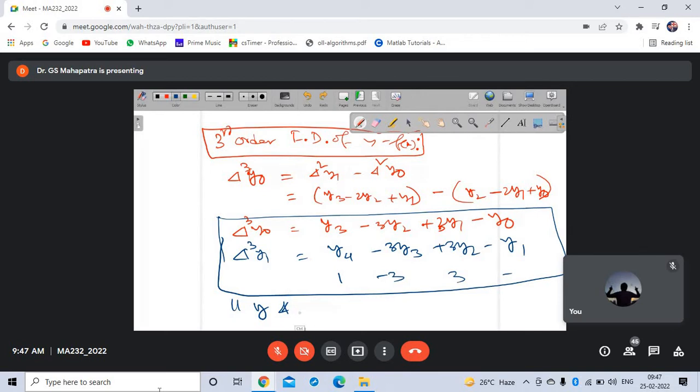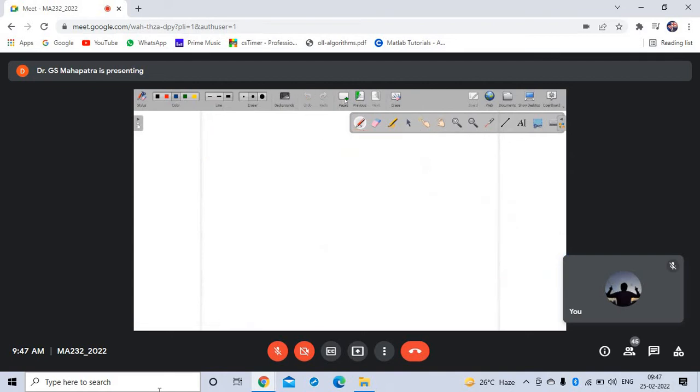Okay, you can find similarly del 4, del 5 and so on. Okay, so now next one is backward differences. Sorry, before that, how can you find this one? Very simple and easy way.